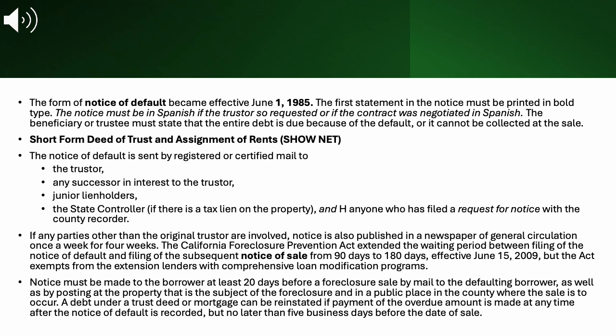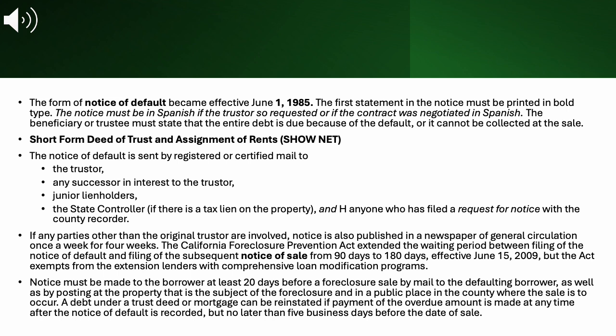The form of notice of default became effective June 1st, 1985. The first statement in the notice must be printed in bold type. The notice must be in Spanish if the trustor so requested, or if the contract was negotiated in Spanish. The beneficiary or trustee must state that the entire debt is due because of the default, or it cannot be collected at the sale.